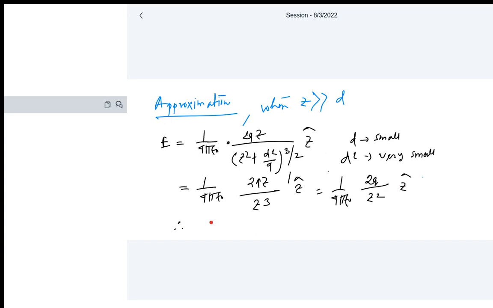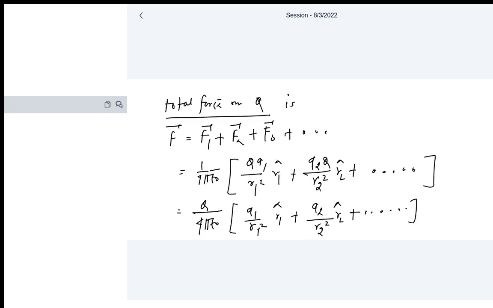So finally we get, at a large distance from the charge distribution, the electric field equals 1 upon 4 pi epsilon naught 2q upon Z square into Z cap. Okay, so it gives us another statement. When Z is very large compared to D, then the system becomes like a point charge.